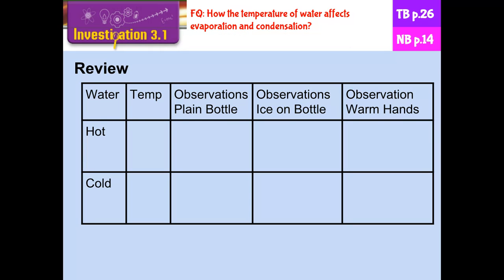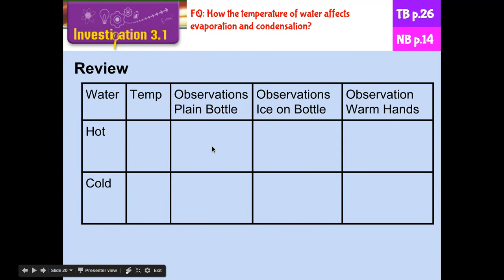But before we do this investigation, we're going to look back at investigation 3.1, which was yesterday, when we discussed evaporation and condensation. And a little review from that. Here's an example table that you could have made. Your teacher will probably discuss this as a class, but here you have your two examples: hot water in the bottom of the 2-liter bottle, and cold water. Hopefully you took the temperature of each before you put it in.